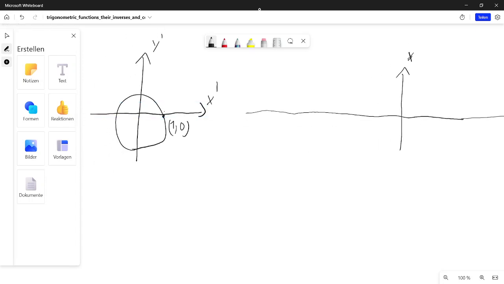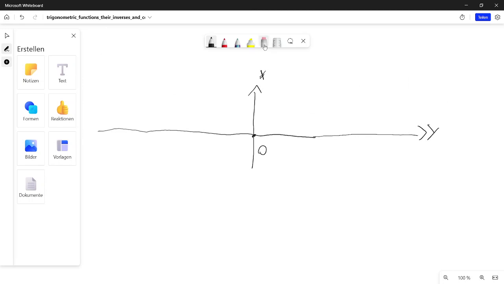Okay. Now we go to the point 0 and we want, for example, to draw the graph of the cosine, right? We go to this point 0 and now, oh, by the way, of course, I don't mean it like that. This is x also. Now not x prime, just x. And this is y.